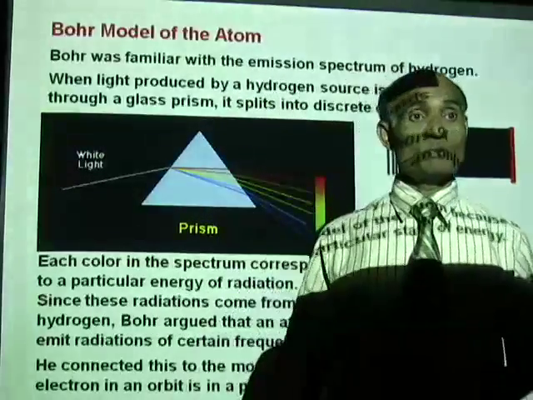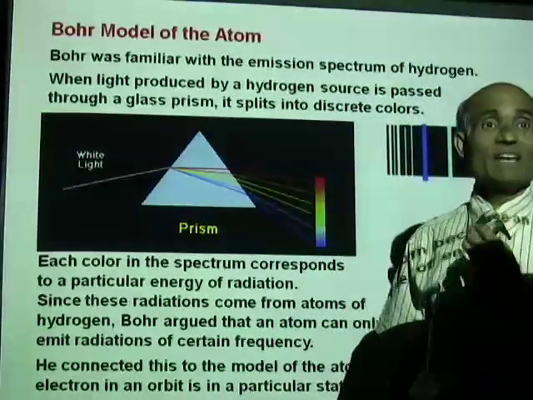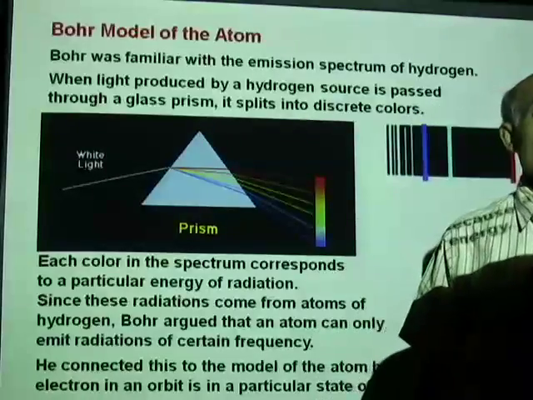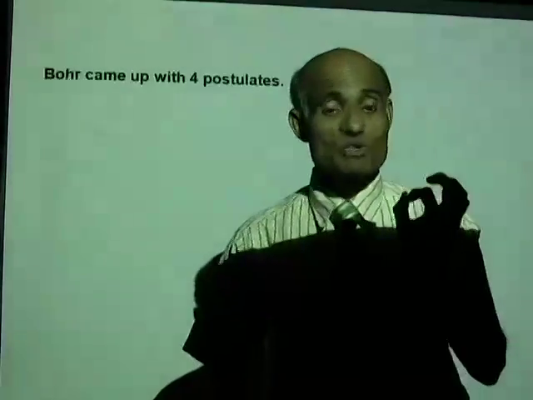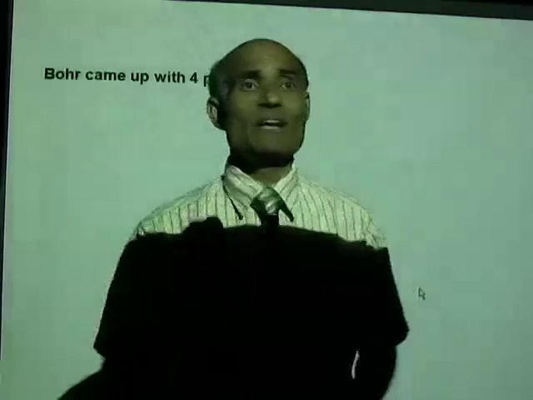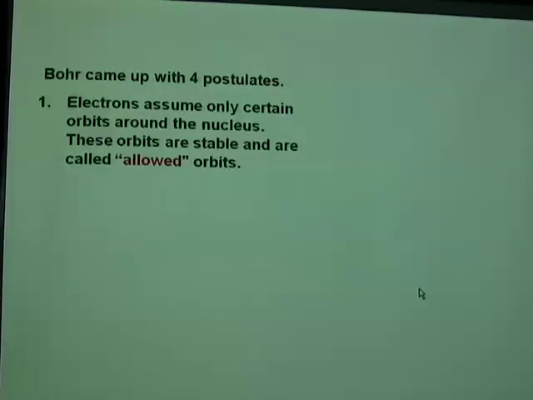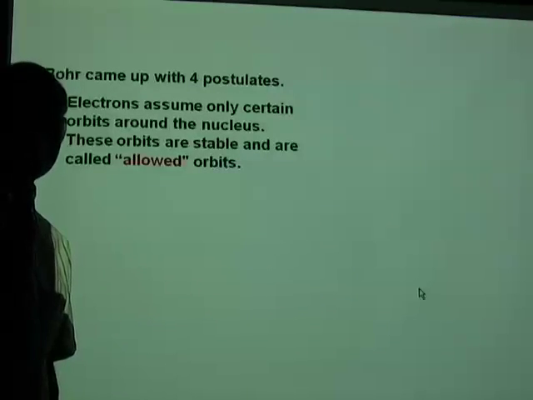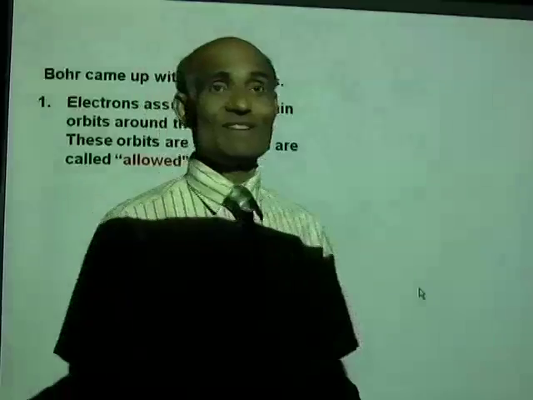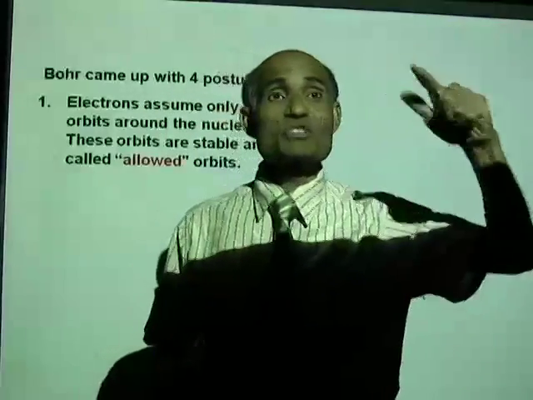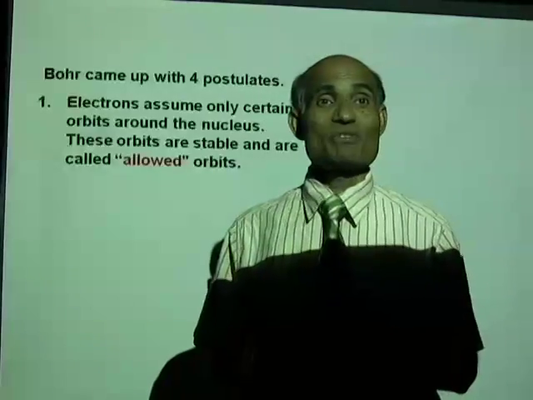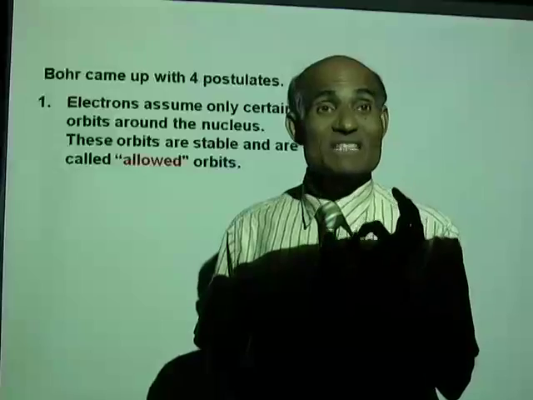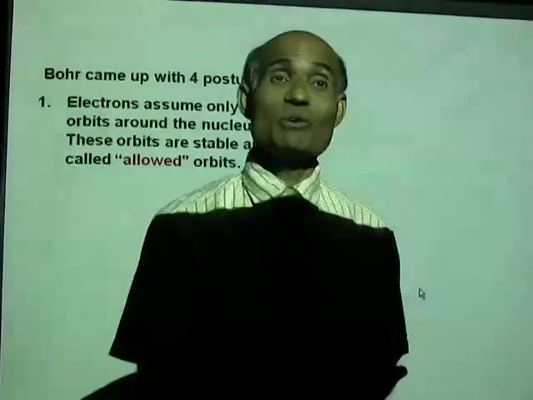Well, so what did Bohr do? Bohr connected this idea to the model of the atom that he proposed, and he came up with 4 postulates. These are important postulates, and let's take a look at each of these postulates. Postulate number 1, he said electrons assume only certain orbits around the nucleus. It cannot assume any orbit. It can only assume certain orbits around the nucleus, and these orbits are stable and are called allowed orbits.